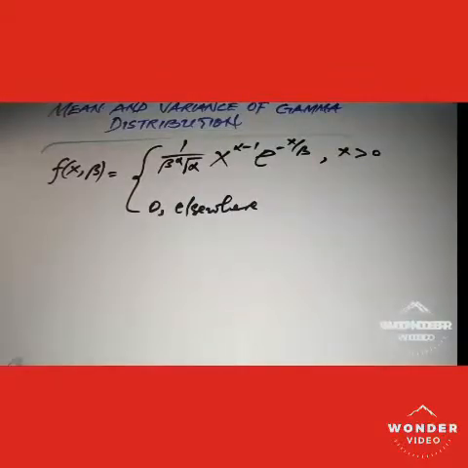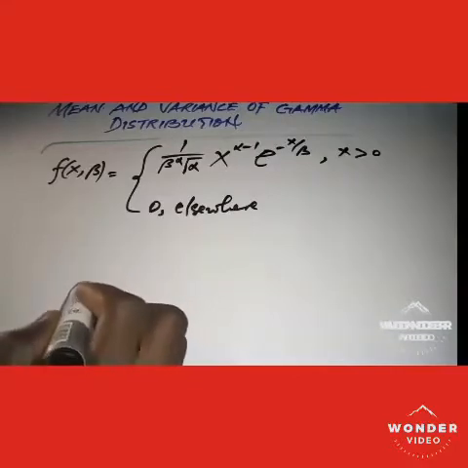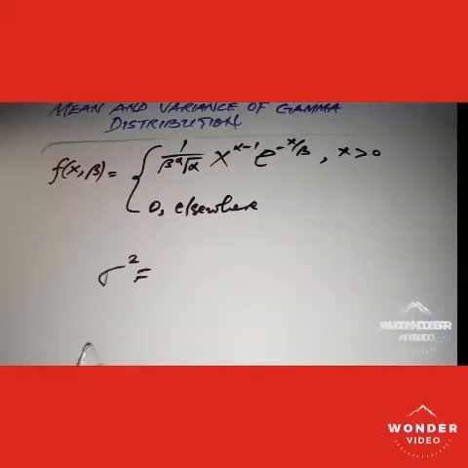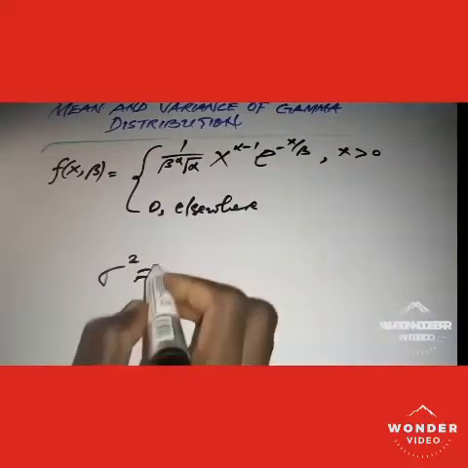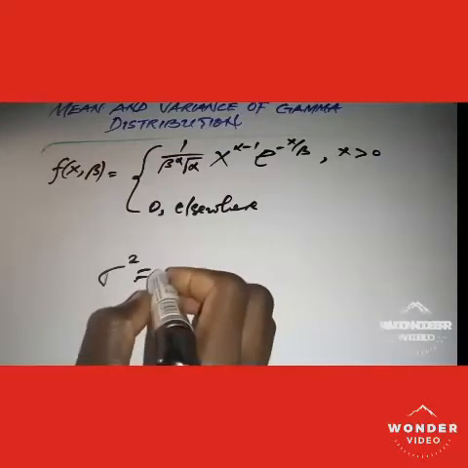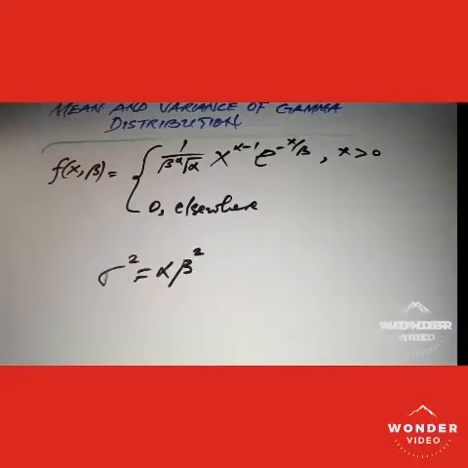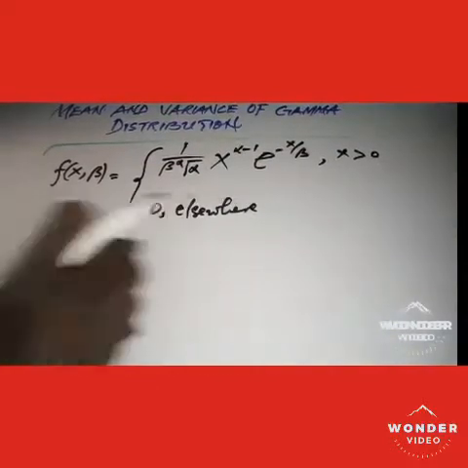Now I'm going to prove the variance of gamma distribution. I want to prove that the variance of gamma distribution is equal to alpha beta squared. How am I going to establish this fact?